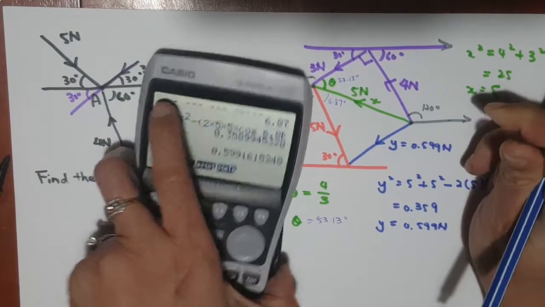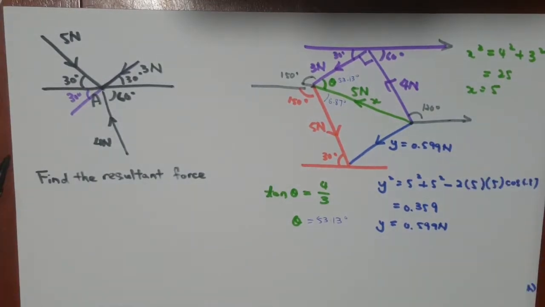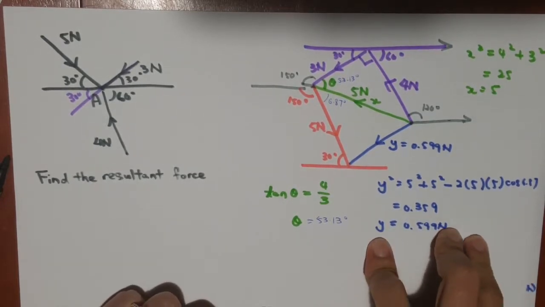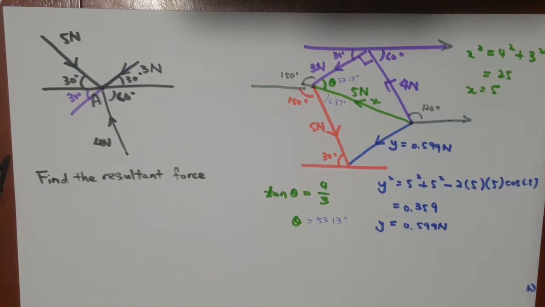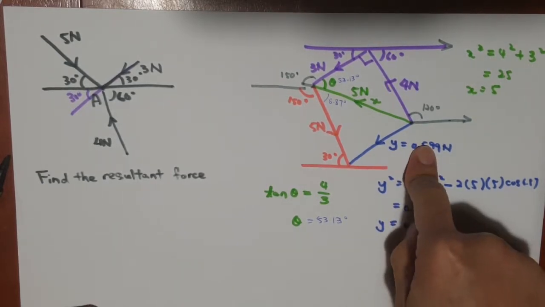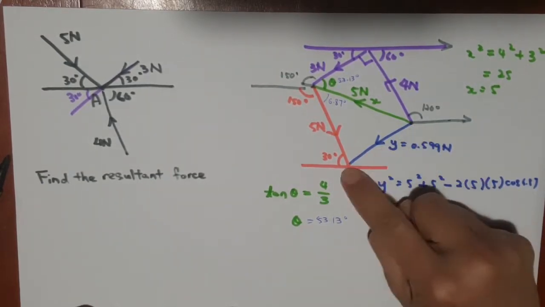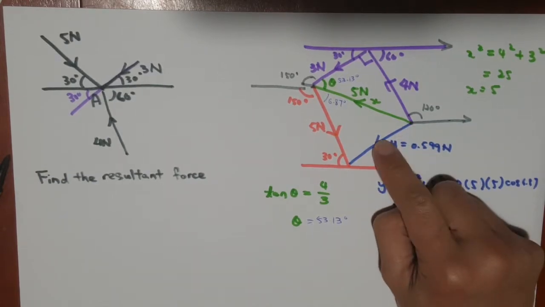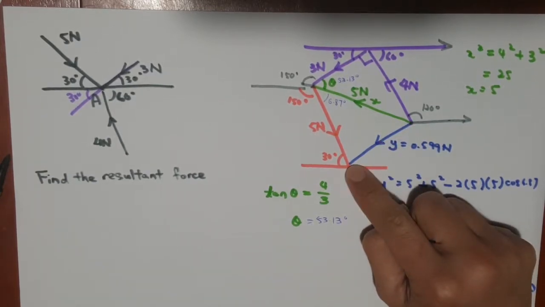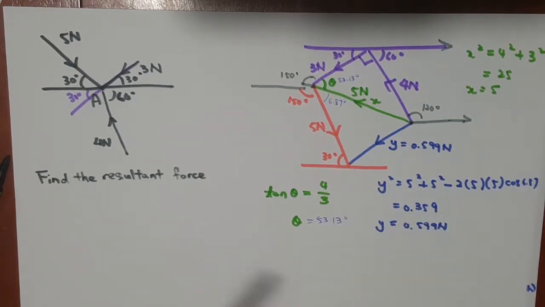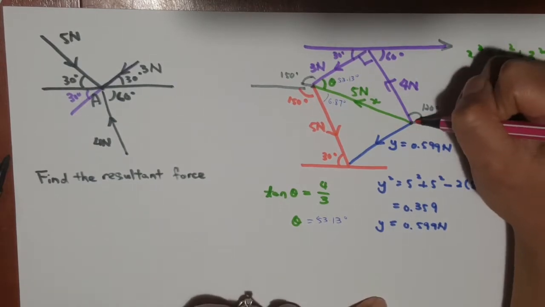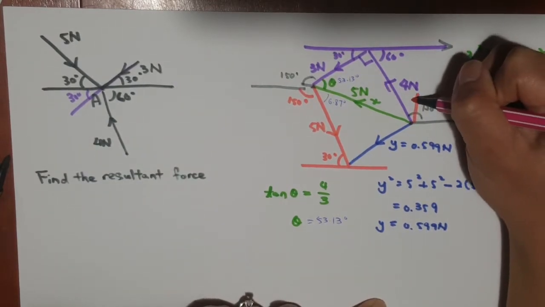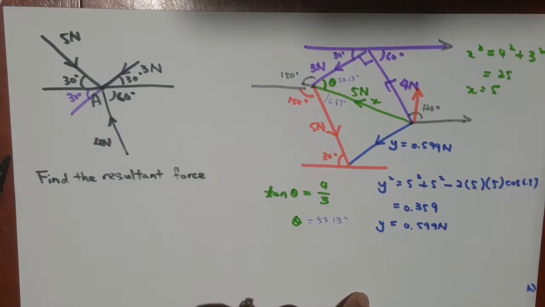So this here is 0.599 Newton. After we have found this, we know that in order to find the resultant vector, we need to get the magnitude as well as the direction. We know the magnitude already, and the direction is heading this way. In order to find the direction, let us consider using bearing. Bearing always points to the north, and therefore north is this way.